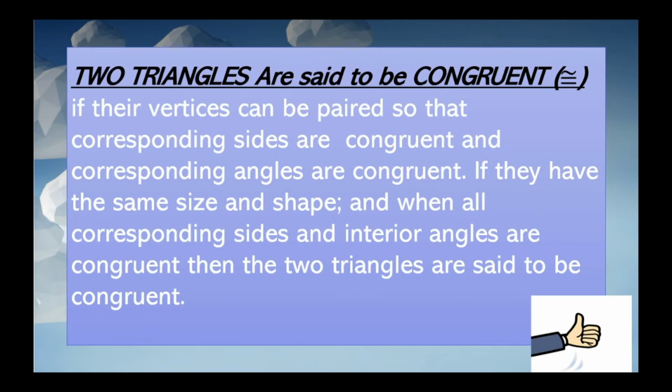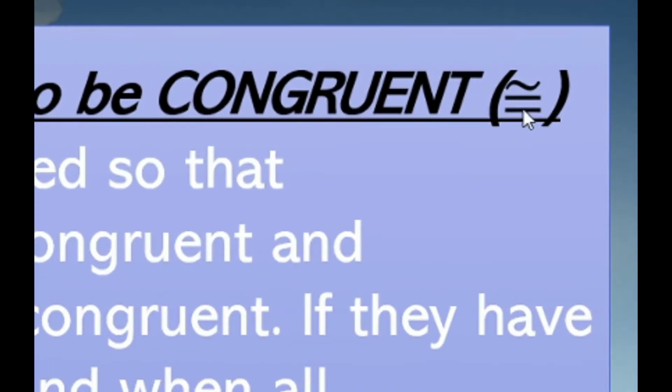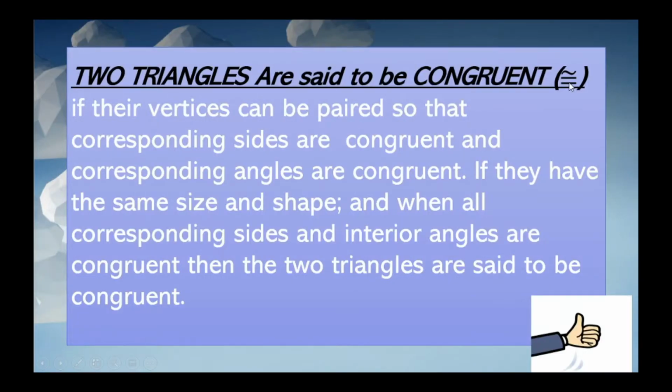Now, let us define how we are going to say that two triangles are congruent. Two triangles are said to be congruent. So we have here the symbol for congruent. Ito po yung symbol natin sa congruent. Tandaan niyo yang symbol na yan. That is very important. Two triangles are said to be congruent if their vertices can be paired so that corresponding sides are congruent and corresponding angles are congruent. If they have the same size and shape, and when all corresponding sides and interior angles are congruent, then the two triangles are said to be congruent.